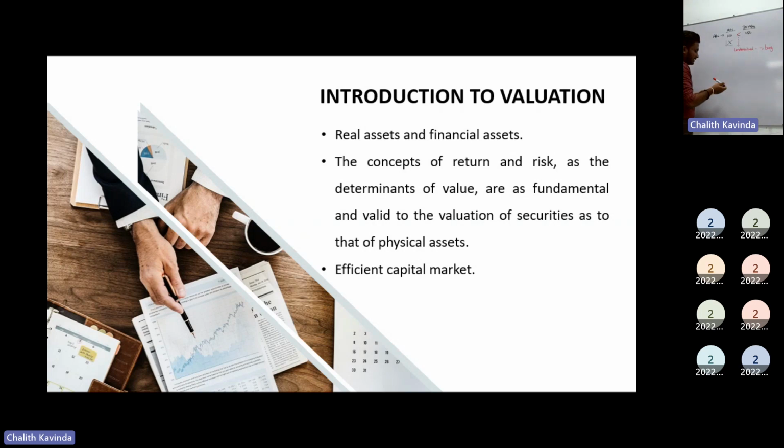Then let's assume that the market price of the share is 100 rupees and the intrinsic value is equal to 75. So here the market price is higher than the value that you have calculated. We call it what? Yes, we call it overvalued.